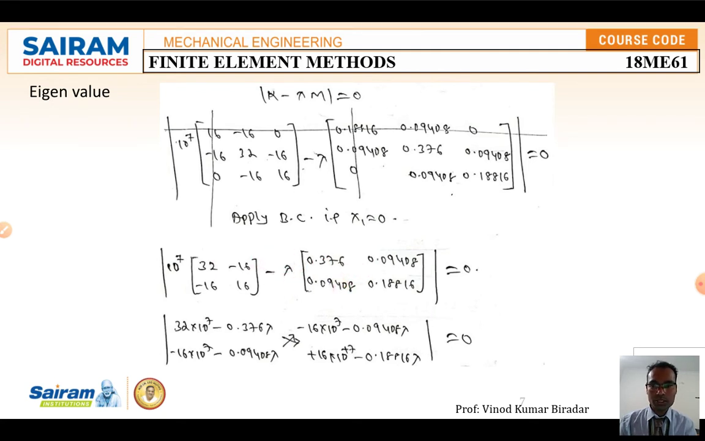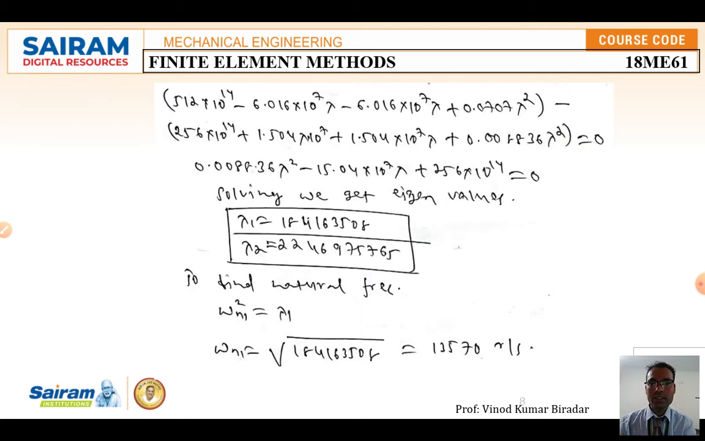First you have to simplify this. Again cross multiplication, so you are going to get it in terms of lambda square. After simplification, the final equation is 0.00836 lambda square minus 15.04 lambda plus 256 into 10 to the power of 4. That is the a x square plus b x plus c form. Substitute this with the help of a calculator and you can solve it. You are going to get the lambda 1 value and lambda 2 value. Lambda 1 is equal to 184163508 and lambda 2 is equal to 224697.